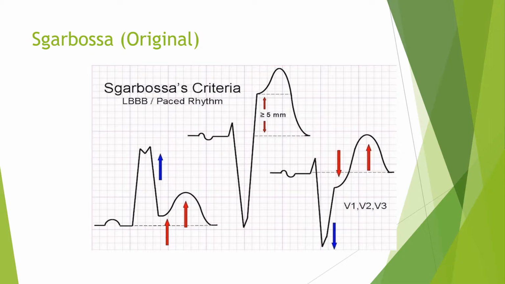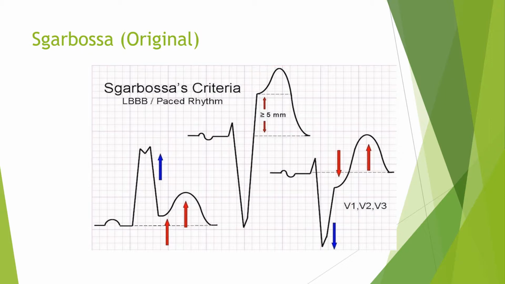Now, in the data that they used, because they applied this to a ton of left bundles, Sgarbossa C criteria was not nearly as predictive as the first two criteria that I just described.